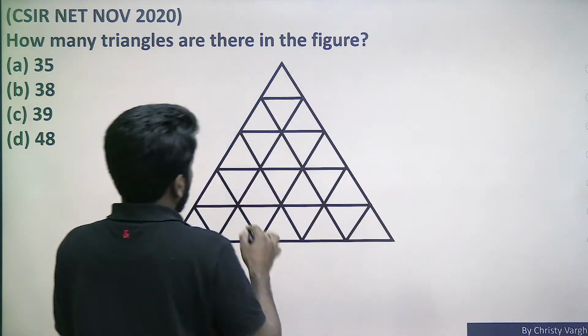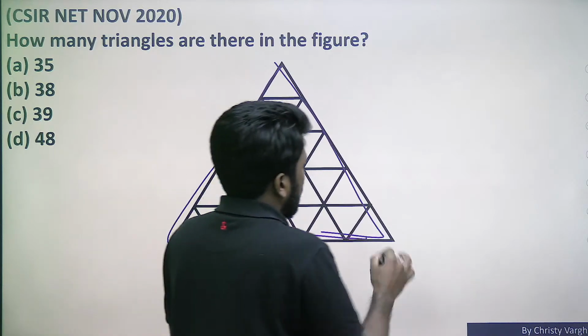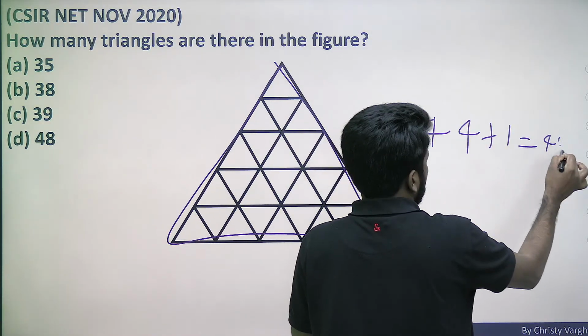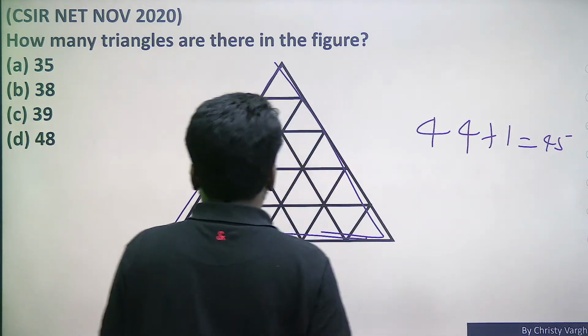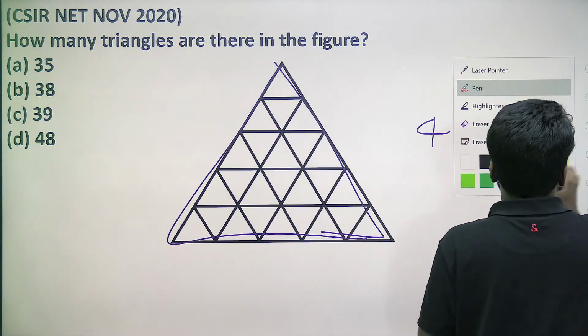The 5th row involves triangles. Only 1 will be there. Can you all see the 5th row involved? 44 plus 1, 45. Is that clear? 45. But 45 is also not the answer now. So there are 3 more.